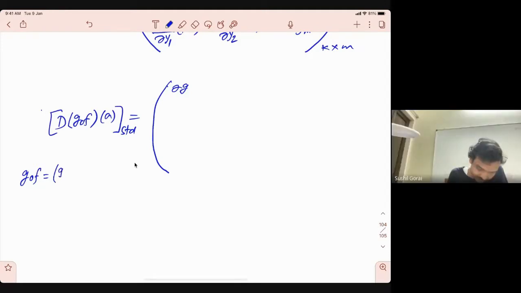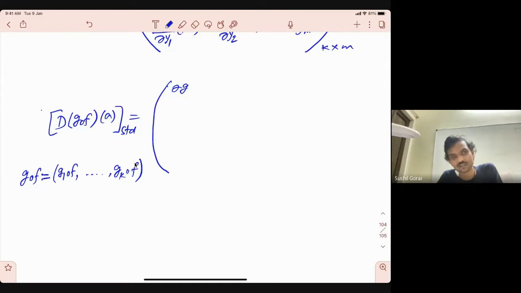So this is nothing but G1 composed with F, ..., GK composed with F, right? This is nothing but this one. So this is not the definition. This is actually the thing, right? Do you see it? G compose F is nothing but G1 compose F, comma, G2 compose F, dot dot, comma, GK compose F.